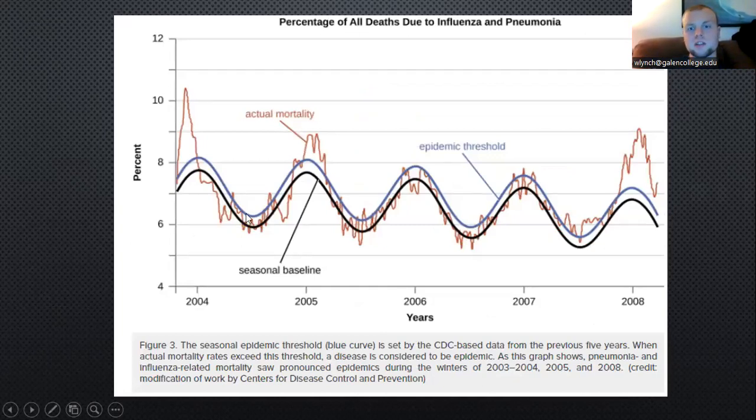Here's looking at morbidity and mortality, right? The epidemic threshold here for influenza and pneumonia is going to be around this region, okay? This is fluctuating or oscillating per season. So we see that the actual mortality is usually going to be very close to the seasonal baseline. There are going to be the occasional uptick as far as actual mortality is concerned. For example, here we use the 2007, 2008 timeframe again. We see a large increase in mortality well above the epidemic threshold.